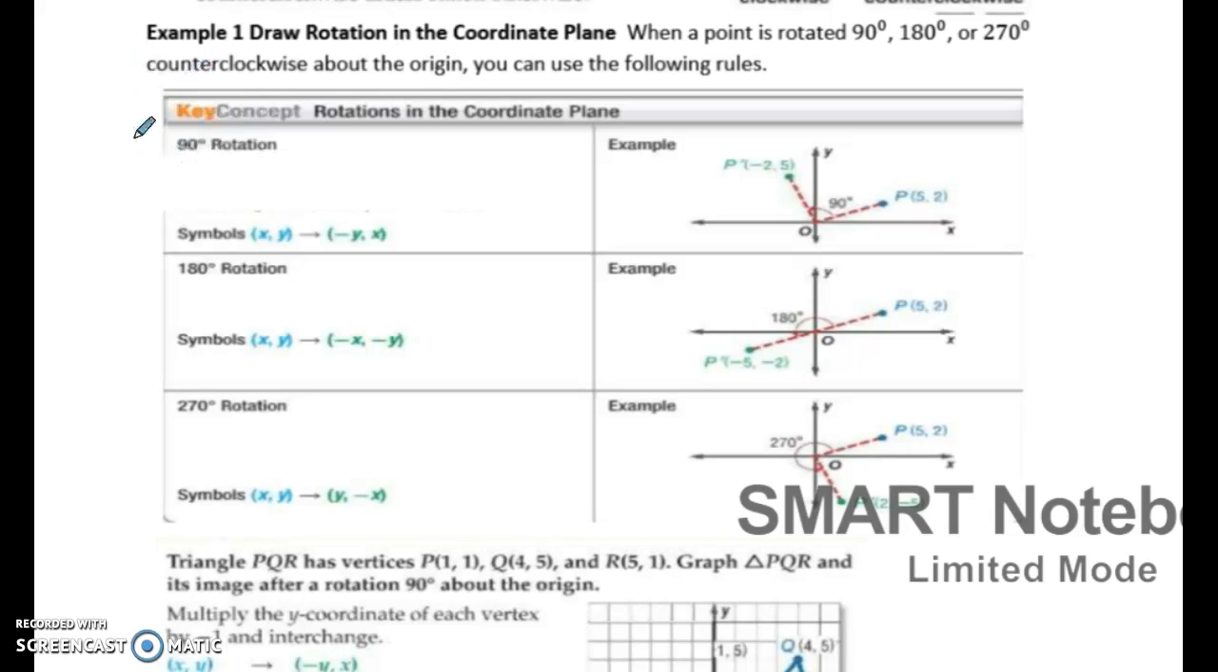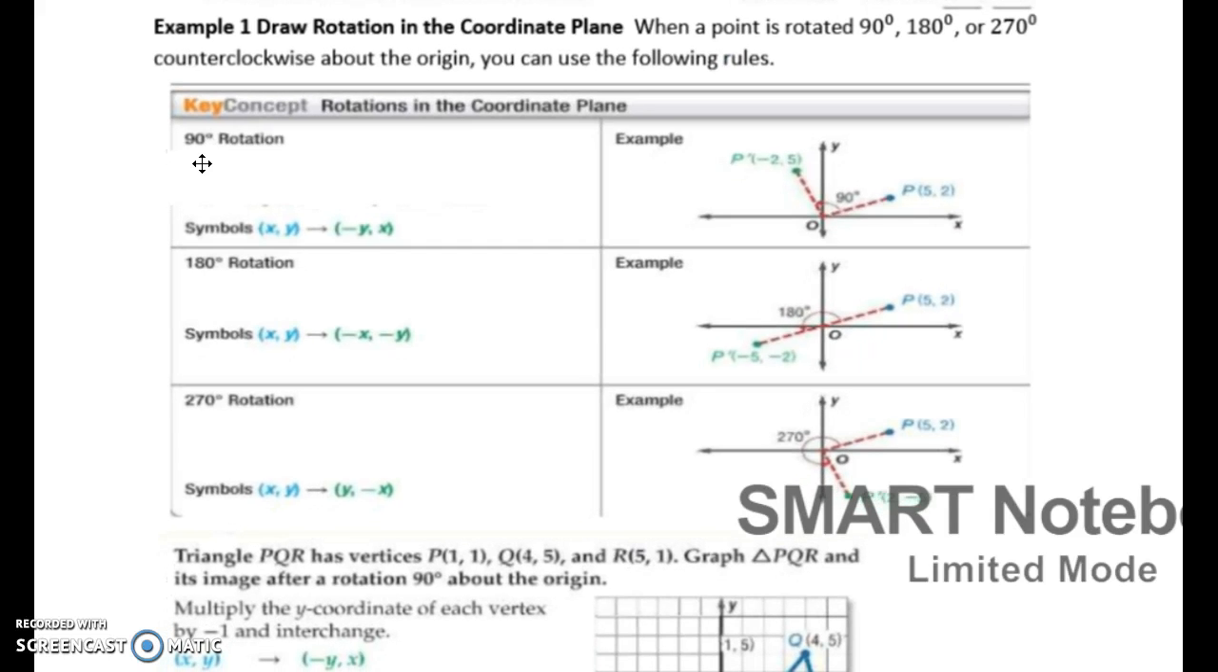So the first is for a 90-degree rotation. If you have a 90-degree rotation, what you should do, first of all, is multiply your y-coordinate by -1. So you're multiplying the y-coordinate of your coordinate pair by -1, and then you're going to interchange x and y.